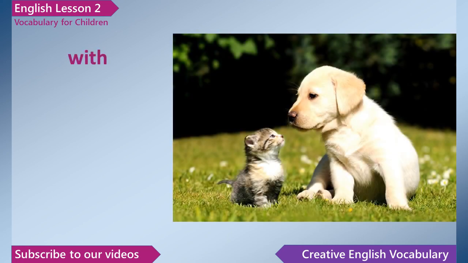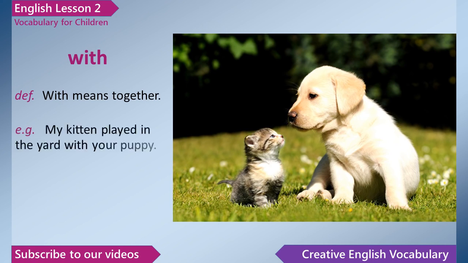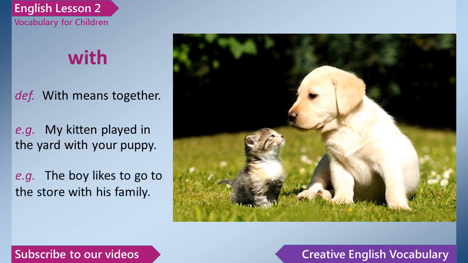With. Definition. With means together. For example, my kitten played in the yard with your puppy. The boy likes to go to the store with his family. With.